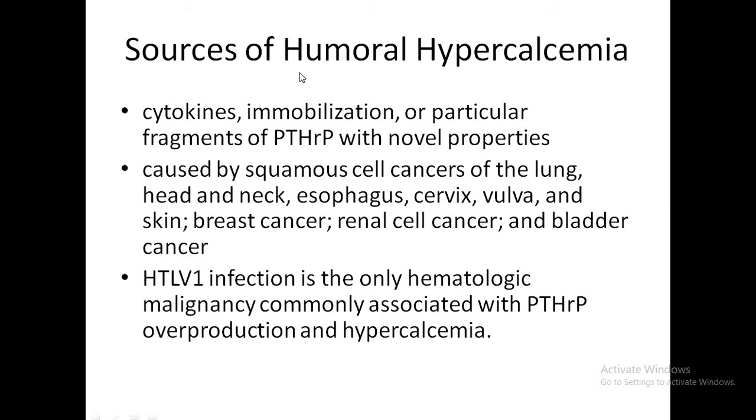And the sources: it's caused by squamous cell cancers of the lung, head and neck, esophagus, cervix, vulva, skin, breast cancer, renal cell cancer, and bladder cancer. So it's caused by a lot of cancers, and they secrete numerous cytokines, which could also result in humoral hypercalcemia. Also immobilization and fragments of PTHRP with novel properties could result in hypercalcemia. HTLV-1 infection is the only hematological malignancy commonly associated with PTHRP overproduction and hypercalcemia.